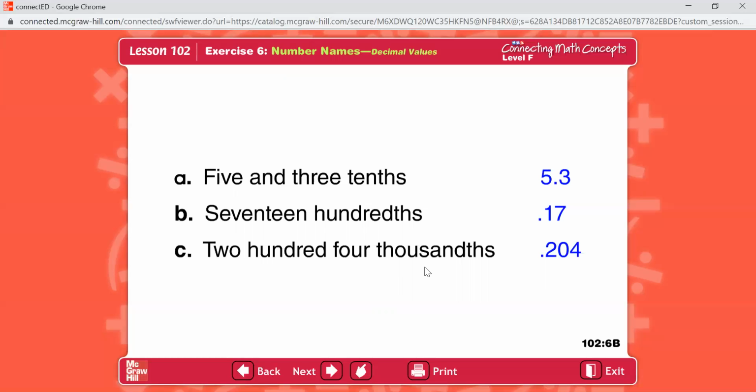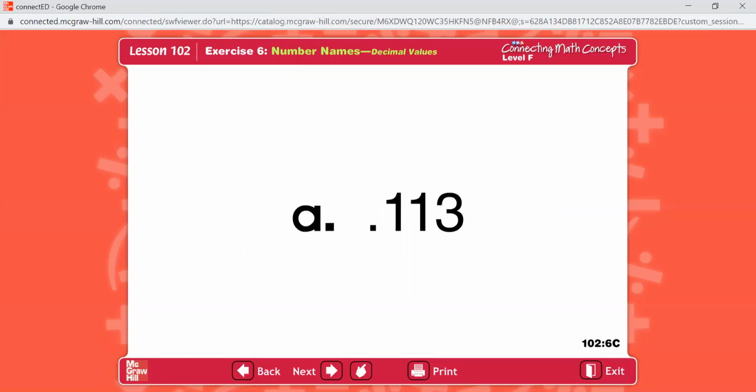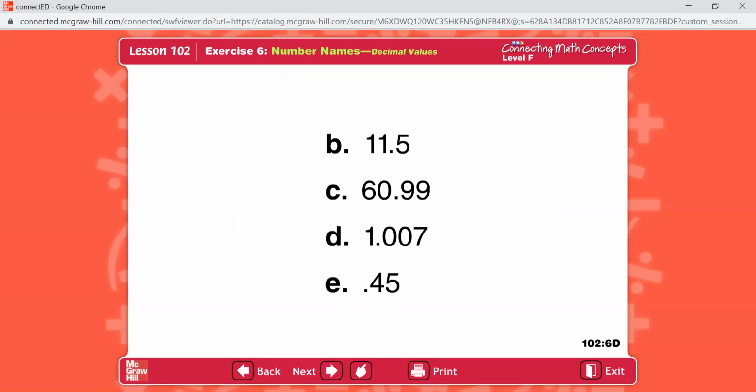A, 113 thousandths. Do the rest on your own. Pause the video now, continue when you're ready to check your work. Here's what you should have. 11 5/10, 60 99 hundredths, 1 7 thousandths, 45 hundredths. When you're ready, find part 4 in your textbook.